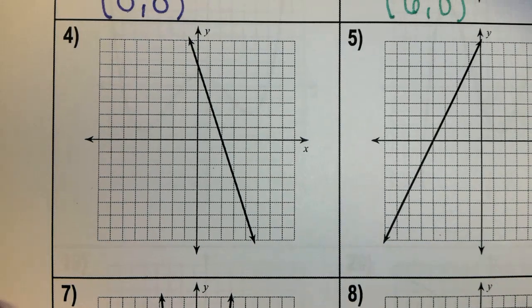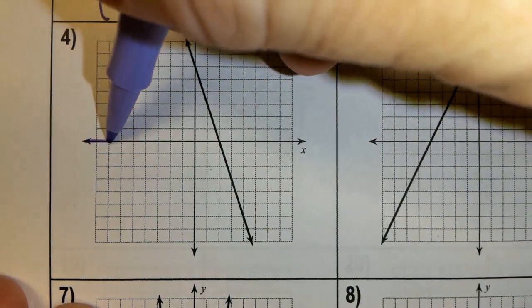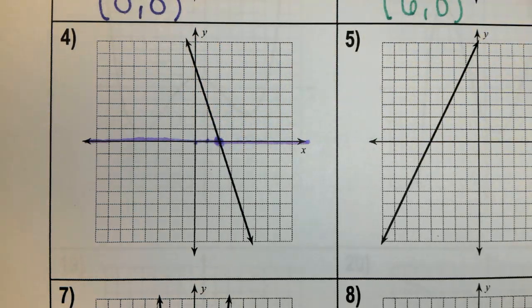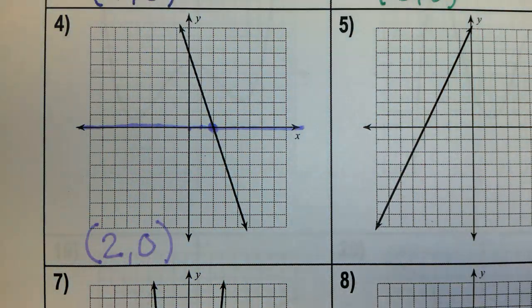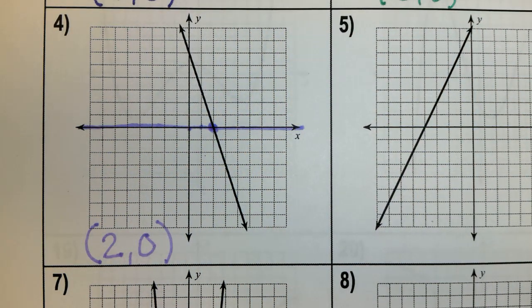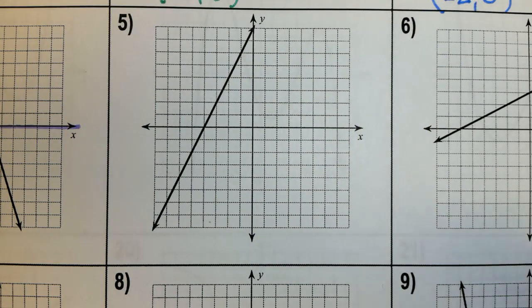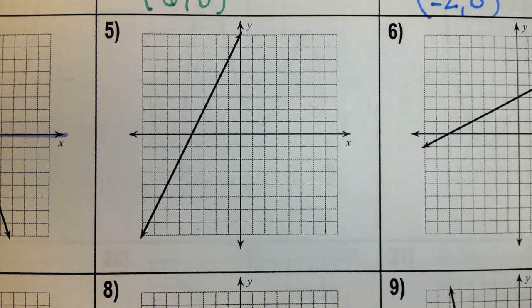Okay, number 4. I want to cross the x-axis, which is right here, and that is 2. So my x is 2, y is always 0, and I'm done. Man, this is amazing. I love it. Okay, this is going to be such a short homework assignment, at least the first page.